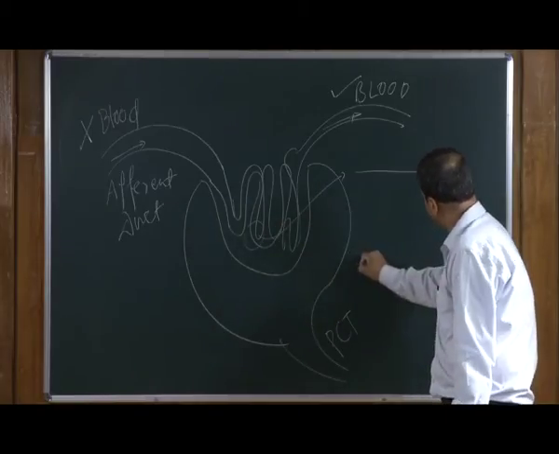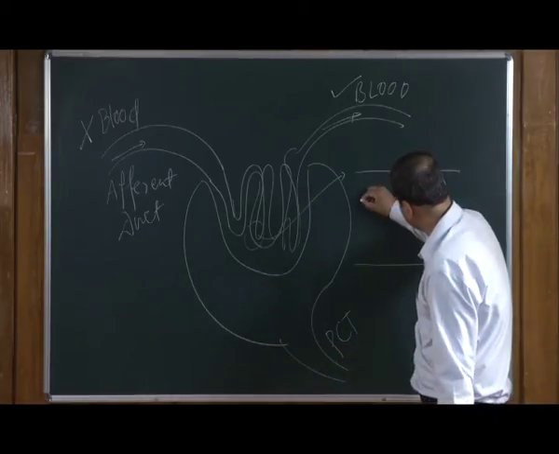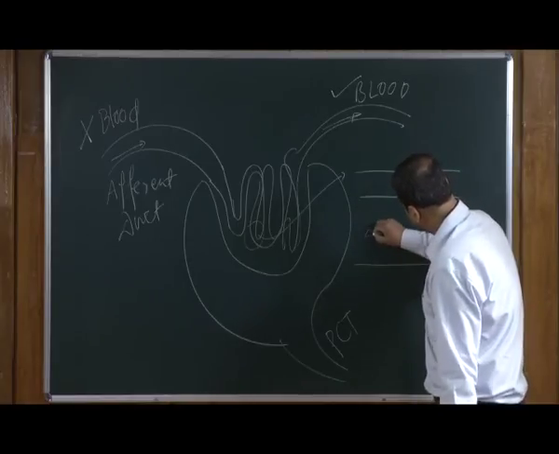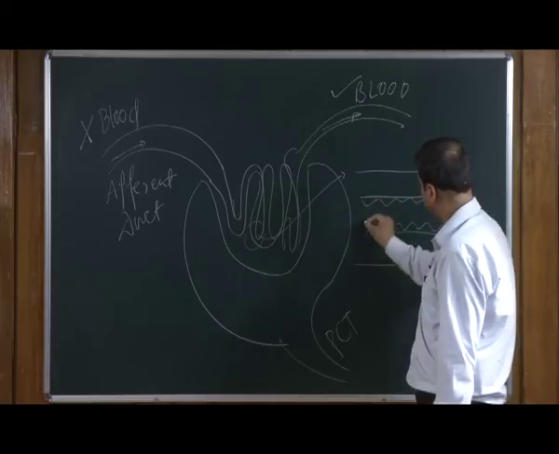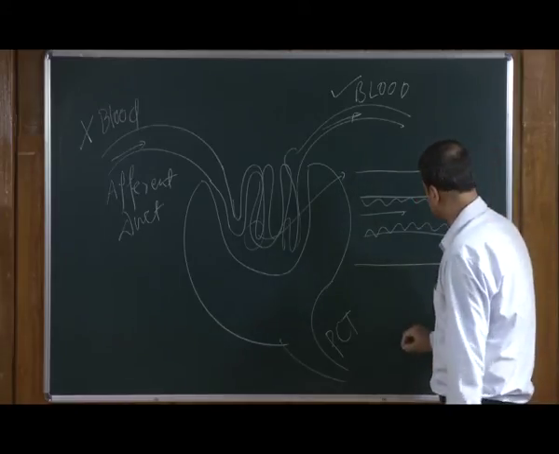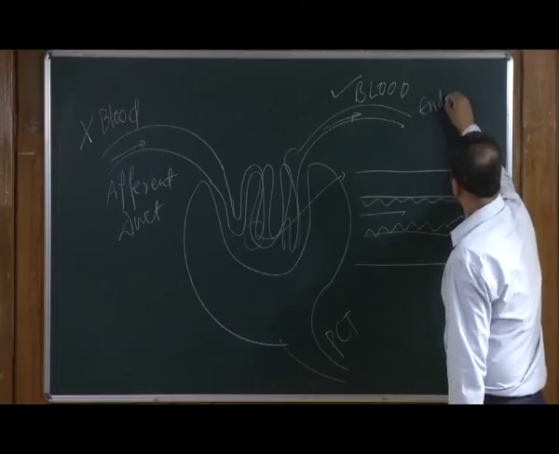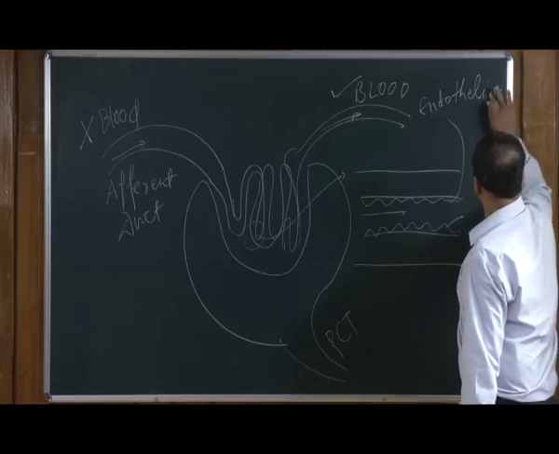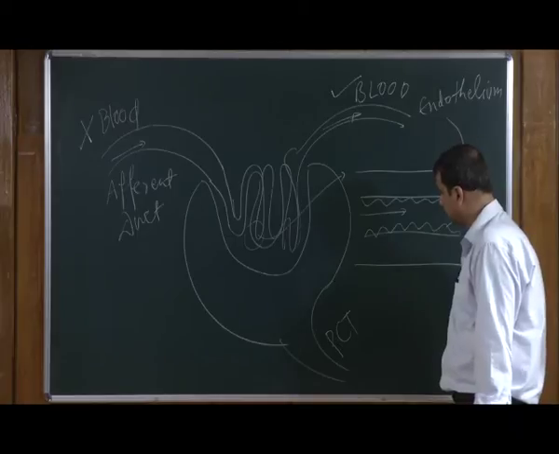If you see here, we have this inner side, we call it endothelium. So, suppose we draw like this. So, this is endothelium. The blood is coming from this direction, and this is called endothelium, the inner lining. Endothelium is always the inner lining of a blood vessel, and the blood is carried in this direction.